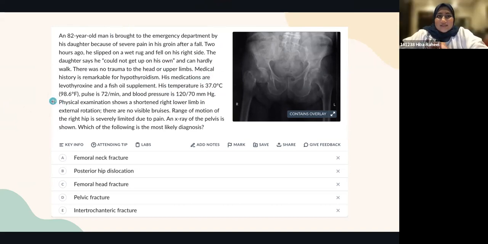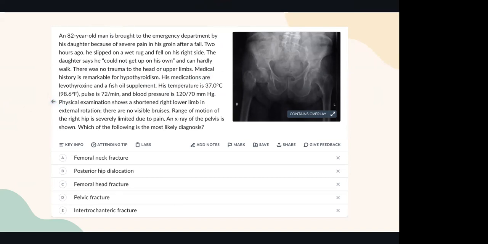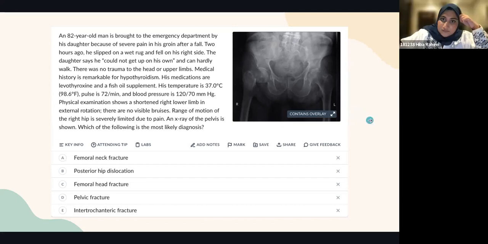Forget that. Go to the physical examination. Physical examination shows a shortened right lower limb in external rotation. There are no visible bruises. Range of motion of the right hip is severely limited due to pain. An X-ray of the pelvis is shown. Which of the following is most likely the diagnosis?